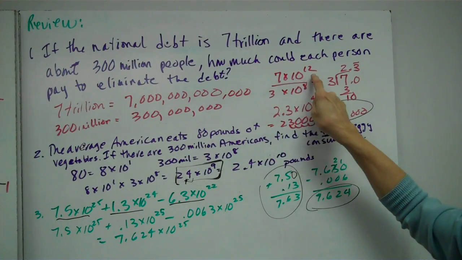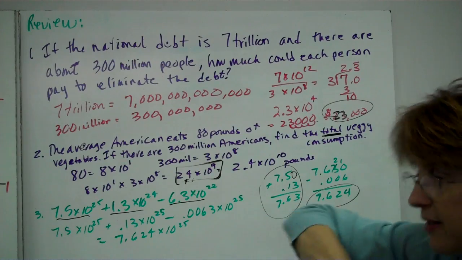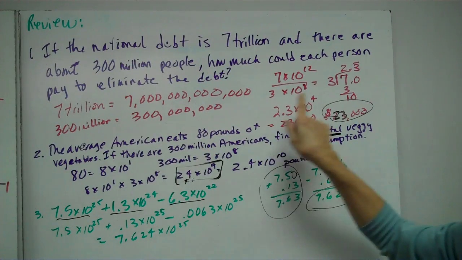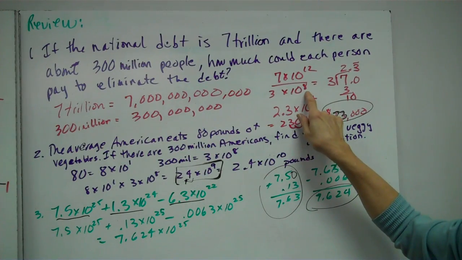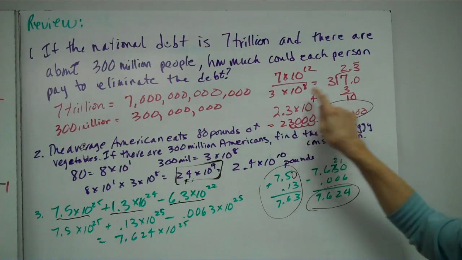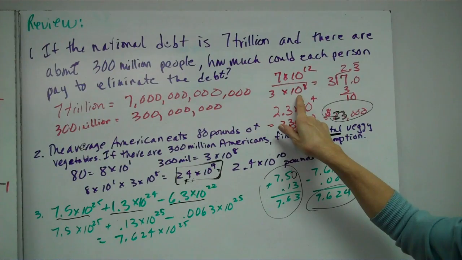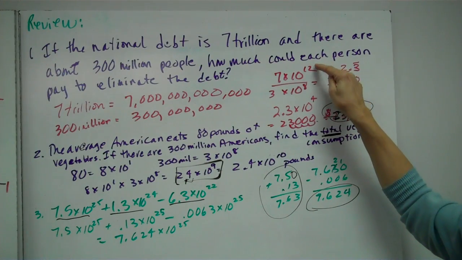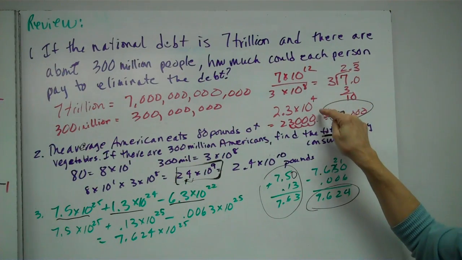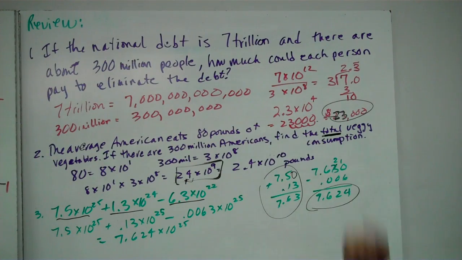So it's 7 times 10 to the 12th, because you had to move it over 12 decimal places. And for the 300 million, we had to move it over 8, so it's 10 to the 8th. We can divide 7 divided by 3, which is about 2.3. And now we simply subtract the exponents. So 12 minus 8 is 4. So everybody needs to pay 2.3 times 10 to the 4th.